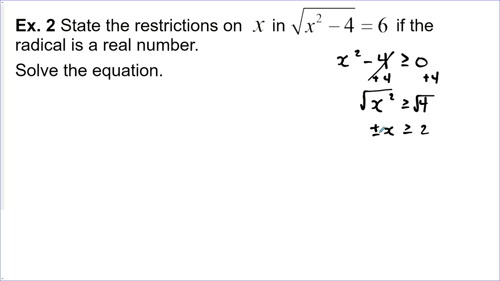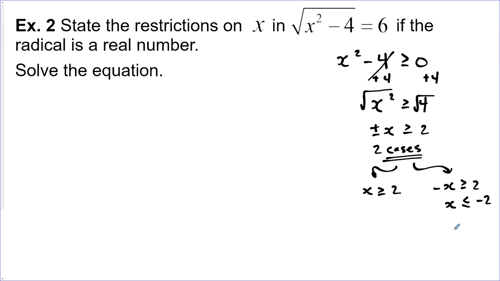Now we have two cases. We've got a positive case and a negative case. Positive case is x is greater than or equal to 2. That's fine. Negative case is negative x is greater than or equal to 2. Divide both sides by negative 1, or multiply both sides by negative 1 to move the negative over. When we do that, we will flip the inequality. So here we go. It will work when x is greater than or equal to 2, and it will work when x is less than or equal to negative 2, but it won't work in between those two values. So those are our restrictions.